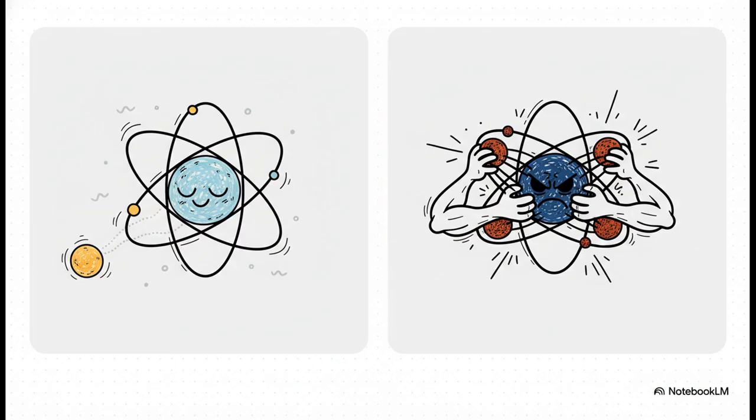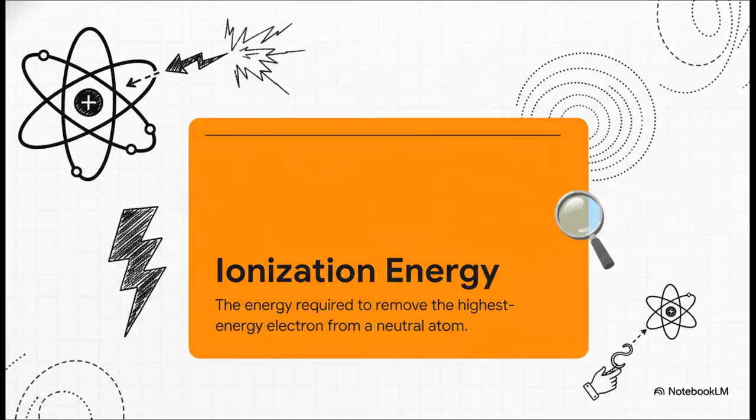But on the right, totally different story. High ENC atoms have a strong pull. They're smaller, and they hang on to their electrons for dear life. And this idea? It perfectly explains another huge trend called ionization energy, which is really just a fancy way of saying how much energy does it take to steal an electron from an atom.